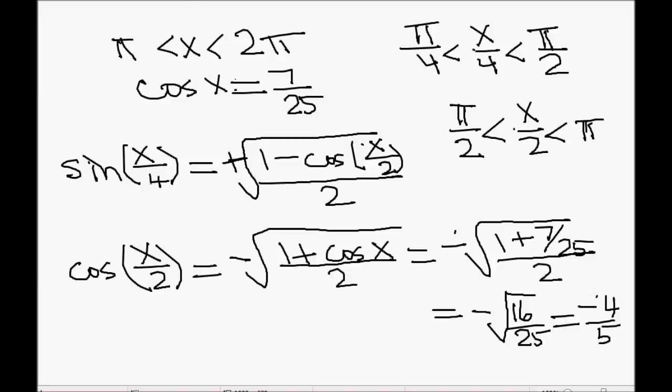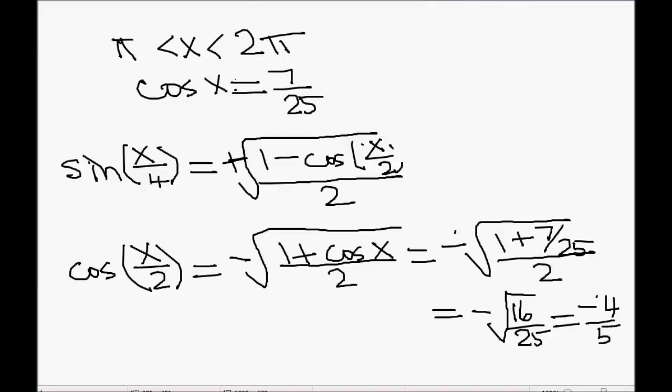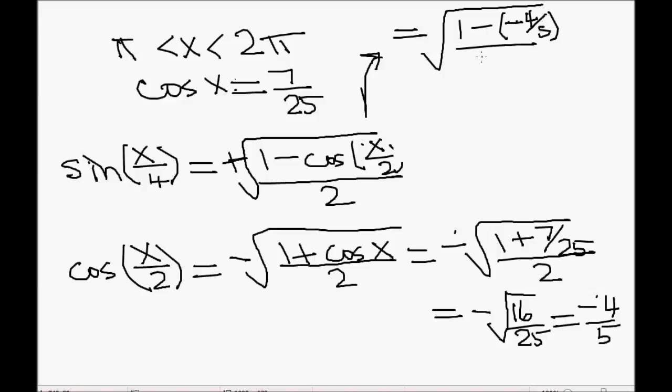And so finally, coming back up here, carrying the calculation up, this is equal to the square root of 1 minus negative 4/5, over 2, which simplifies, I believe, as 3 over the square root of 10. So that would be the way of using the half-angle identity twice to solve this particular problem.